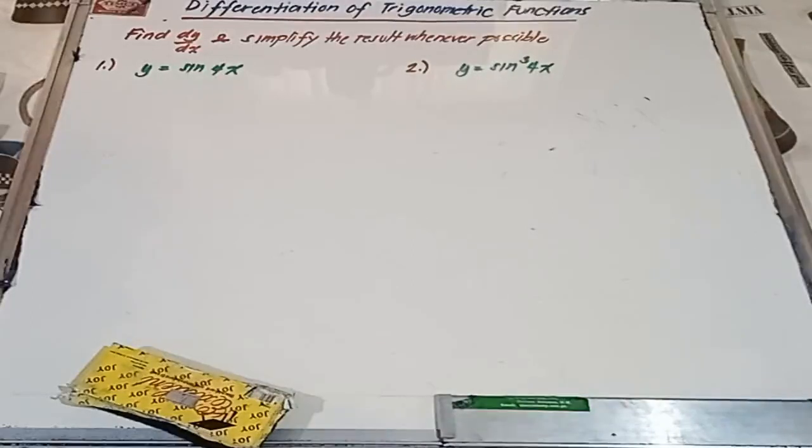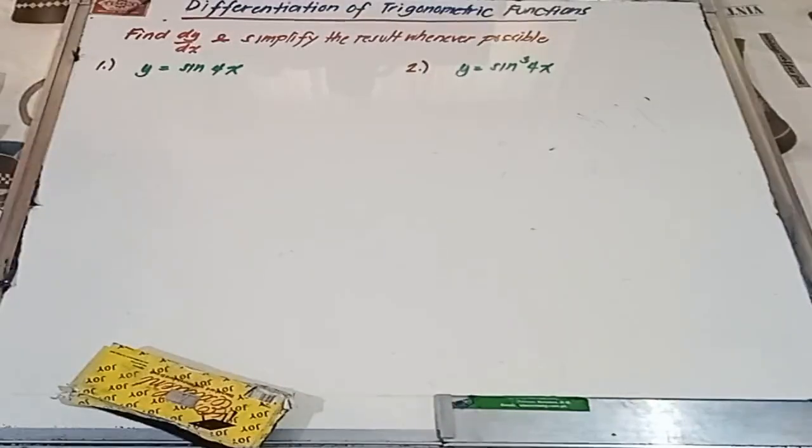Okay? So, kailangan i-recall natin yung ating trigonometric identities, especially mga double angle formula, triple angle formulas, and then yung mga basic trigonometric identities natin, yung reciprocal identities, Pythagorean identities, the quotient identities, etc.